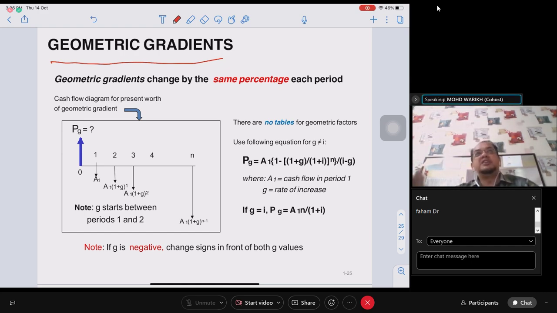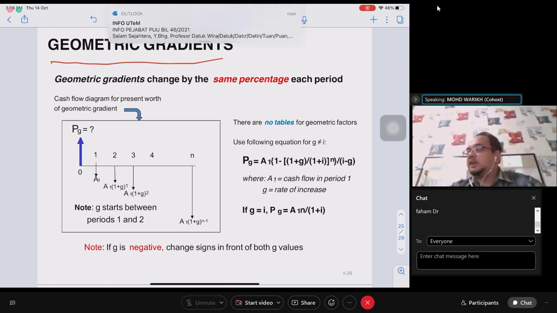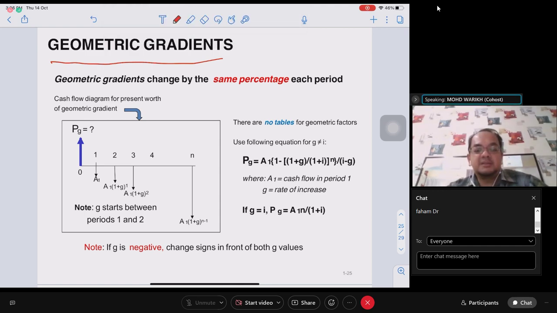Anything involving geometry, you have to use the formula. You cannot use the tables because it doesn't exist in the tables. So that means you have to be very familiar with the formula. You refer to the formula from the table given on the first page just now.